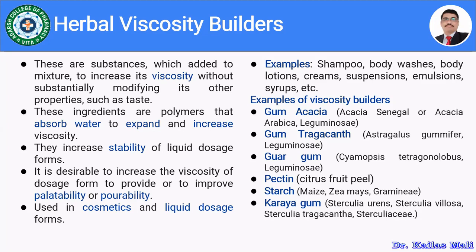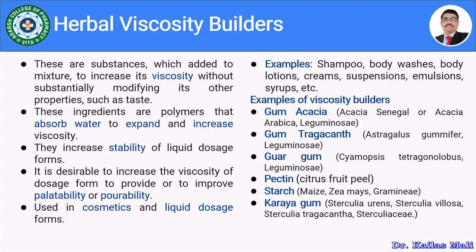It is desirable to increase the viscosity of a dosage form to improve the palatability or pourability of the formulation. It is used in cosmetics and liquid dosage forms. Examples of formulations in which we use viscosity builders are shampoos, body washes, body lotions, creams, suspensions, emulsions, and serums. These are a few examples of dosage forms in which we use viscosity builders.